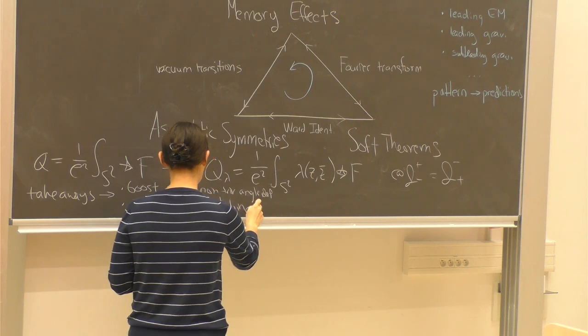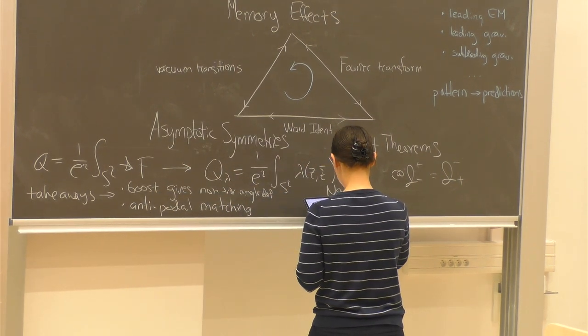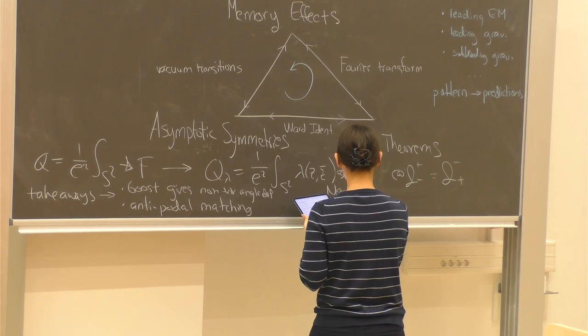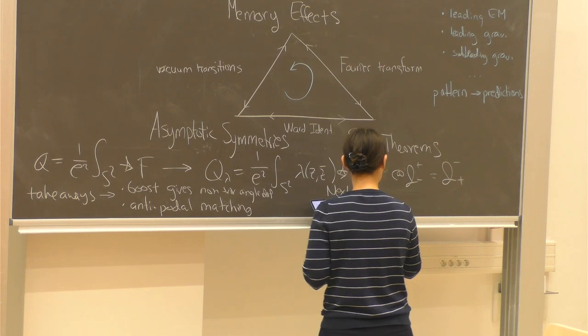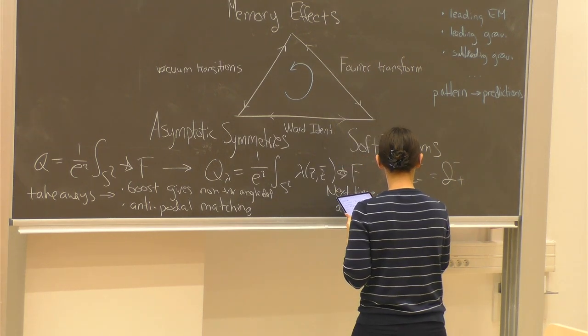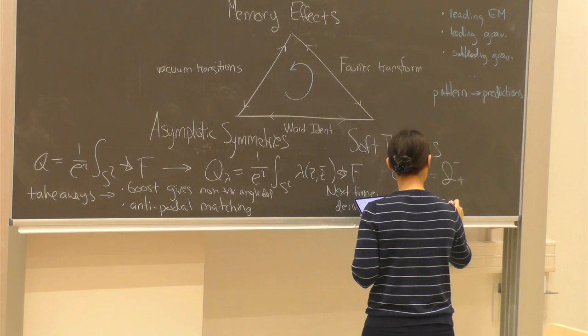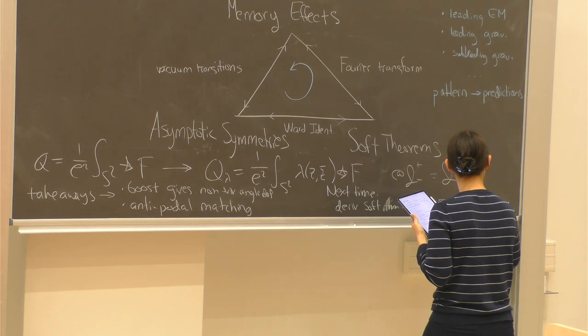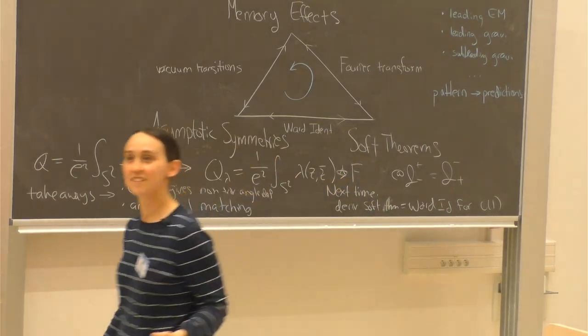And these are going to be key to what we do tomorrow, which is next time: we're going to derive soft theorem equals Ward identity for U(1). And that's it. Thank you.